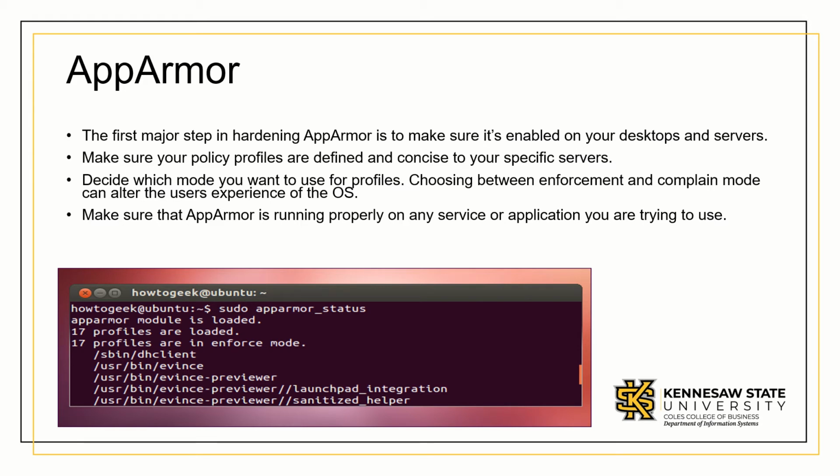So in terms of hardening, the first major step in hardening AppArmor is to make sure it's enabled on your desktop and servers. Basically, it can't work if you don't enable it, if you don't give it access. Make sure your policy profiles are defined and concise to your specific server. In terms of a user and an operating system, every user is different, so you want to make sure that's specific for you and your operating system.